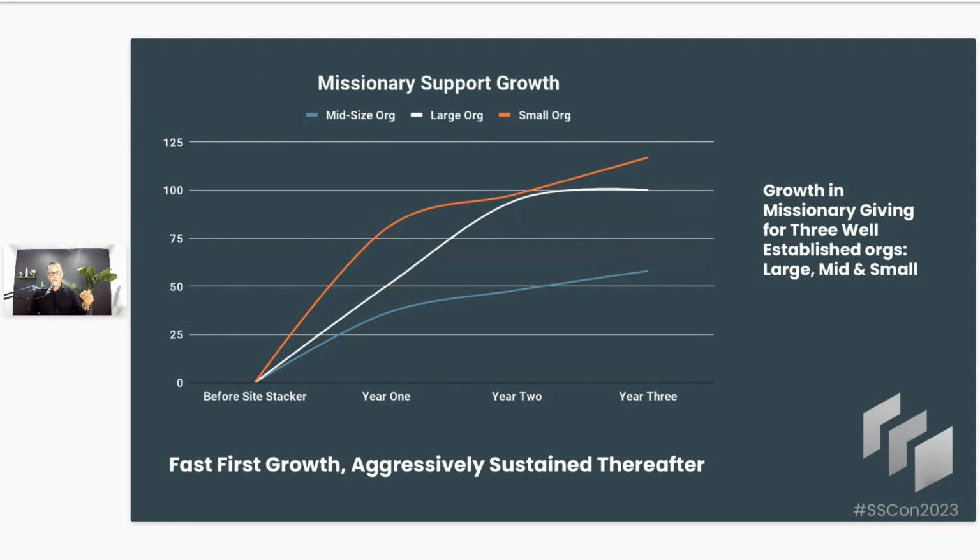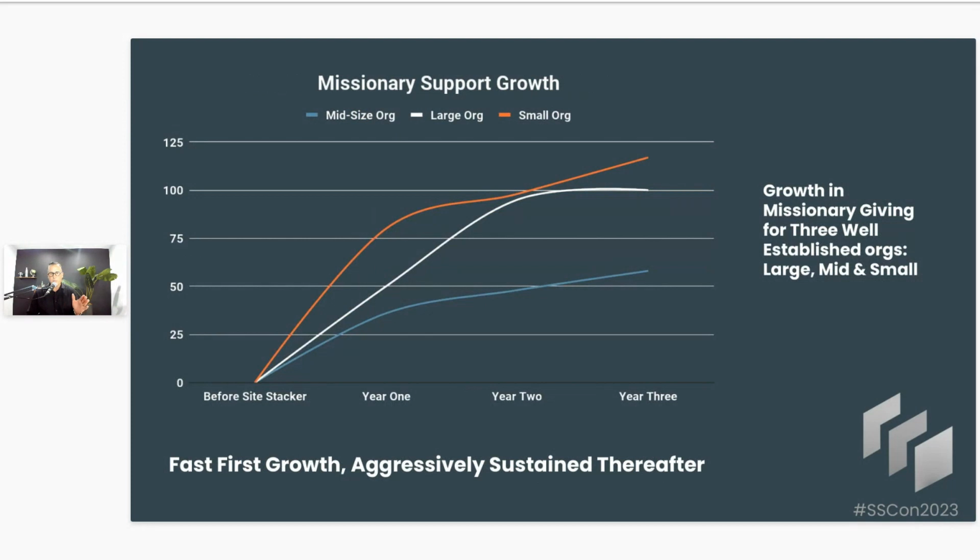Now, this is 3 organizations randomly picked. One's large, one's medium, one's small. Large for us would be an organization of more than maybe right at the 100 million mark; that was this org. Medium was an organization between 20 and 60 million. And then small would be an organization of around $10 million in revenue. So we have 3 organizations represented here. This is just missionary support, not all revenue, just missionary support.